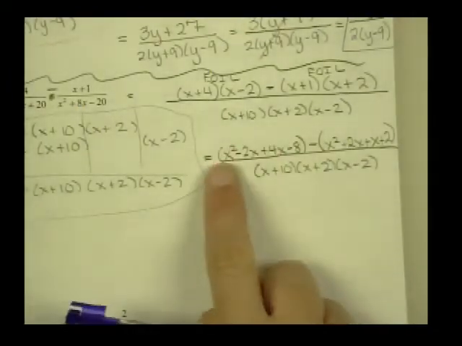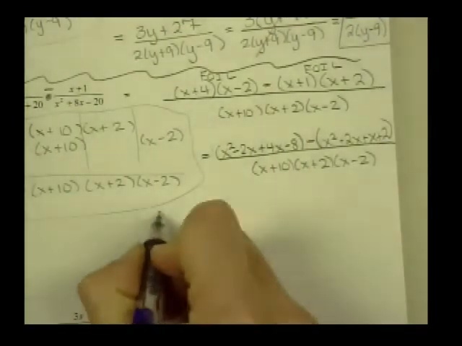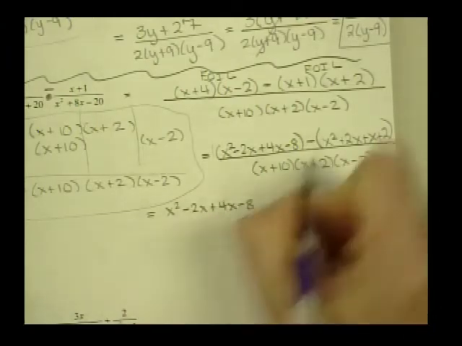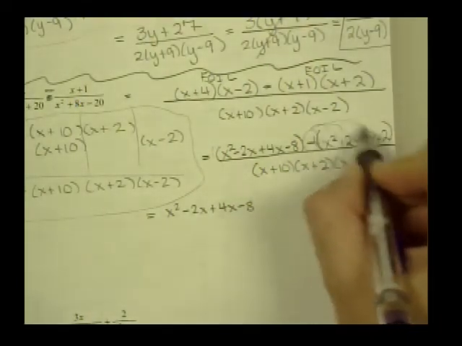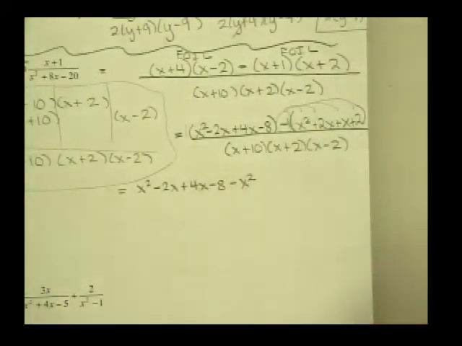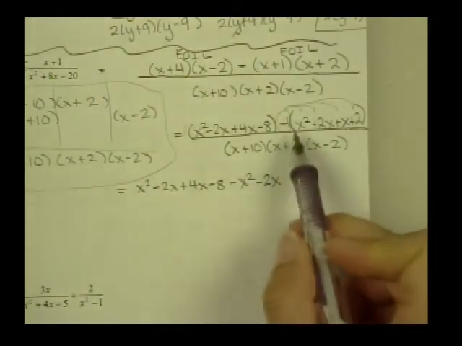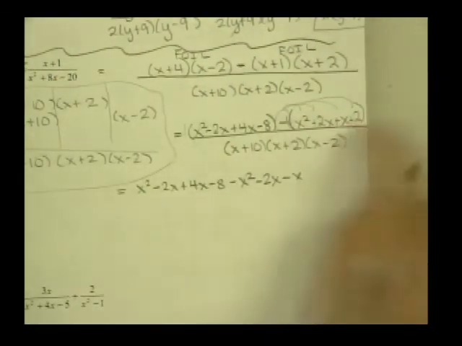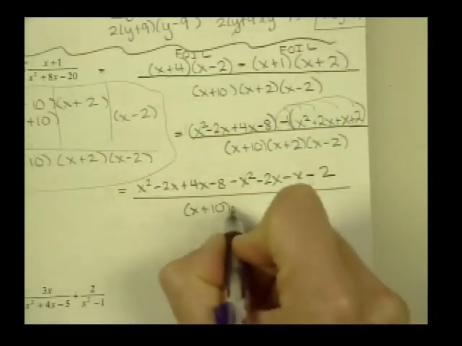Okay, so now the first one, just think there's a 1 in front. So if you distribute a 1, you just get all those terms back. X squared minus 2x plus 4x minus 8. But in this one, there's a negative 1 that we have to distribute to every one of those terms. So negative 1 times x squared, so negative x squared. Negative 1 times positive 2x, so negative 2x. Negative 1 times positive x would be negative x. And negative 1 times positive 2 is negative 2. Now we're going to look to combine like terms.